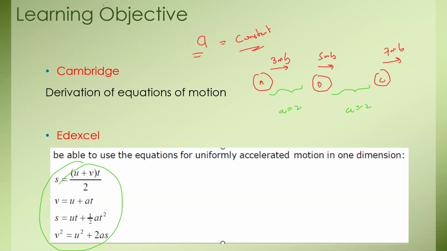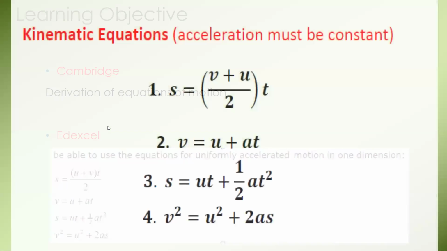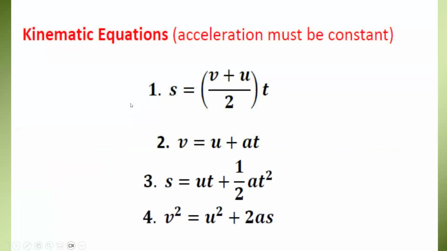But what if the object does not have a constant acceleration? Continuously, the acceleration is changing. Say it was first 3 meters per second, then it changes to 5 meters per second, then it changes to 10 meters per second. So what is the acceleration for the first part? It is 2, and for the second part, it is 5. So I cannot apply these equations because they are only applicable for an object having a constant acceleration. So let's start with the derivation and then we'll do some examples. These are the equations of motion you have to learn.